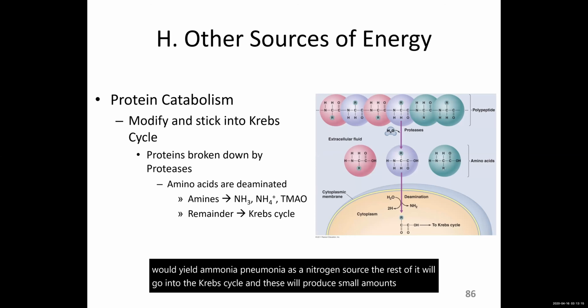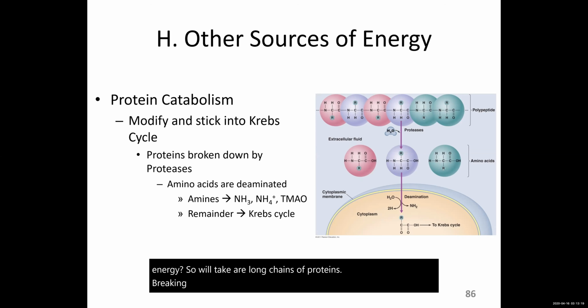So we'll take our long chains of proteins, break them down into original amino acids, and those amino acids can then be thrown into the Krebs cycle for a tiny amount of energy. Proteins are not a very good source of energy at all. They just work in emergencies. However, one of the more important aspects behind this is that when we're looking at the breakdown of proteins, they yield that ammonium.